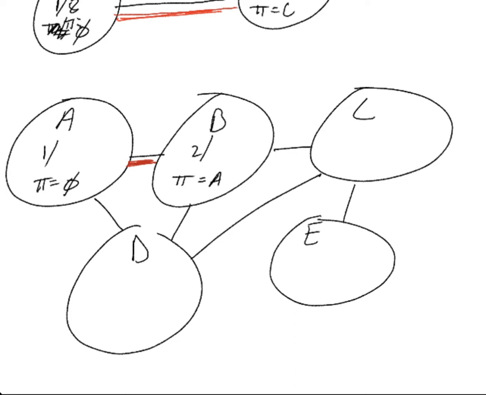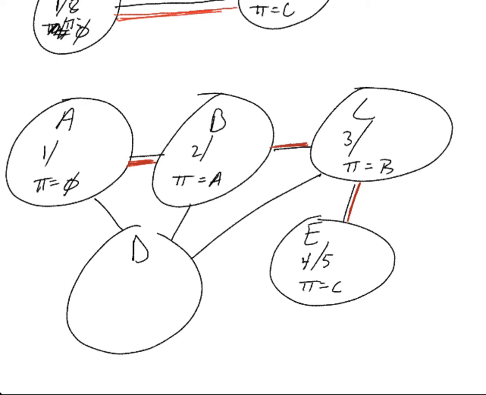What's B's first edge in its adjacency list? Let's say it's that one. So C's discovery time is 3. Pi is B. And now we'll go to C's first edge, say it's that one. So E's discovery time is 4, pi is C, and it doesn't have anything to process, so we set its finish time to 5. And we go back to C.